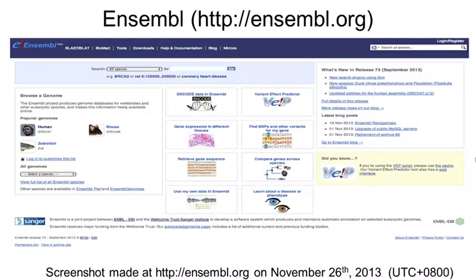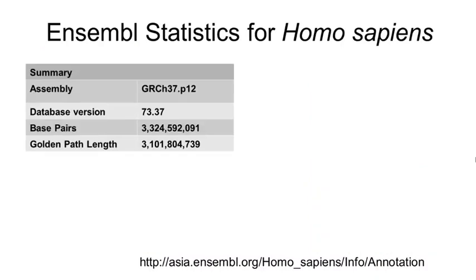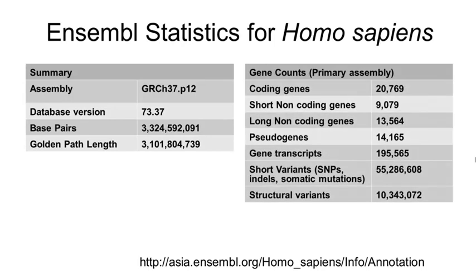Ensembl provides comprehensive genome databases that incorporate many types of data and annotations in addition to the genomic sequences, including gene expression data, genetic variations, cross-species conservations, etc. Ensembl includes lots of vertebrates and other eukaryotic species. For the human genome, the current Ensembl version, GRCh37, contains 3.3 billion base pairs, 20,000 coding genes, 9,000 short non-coding genes, 13,000 long non-coding genes, 14,000 pseudogenes, about 200,000 transcripts, 55 million short genetic and somatic variants such as SNPs and indels, and 10 million larger structural variations.